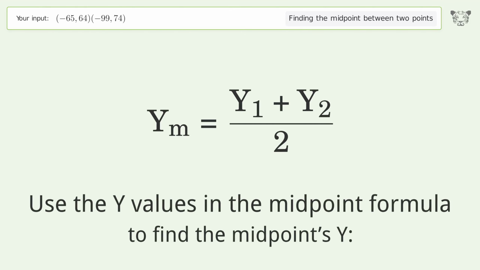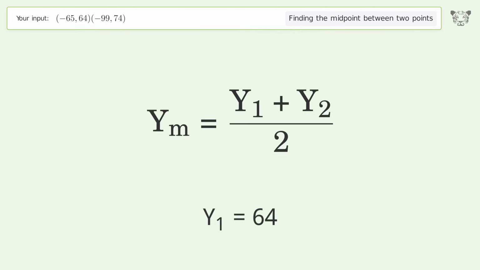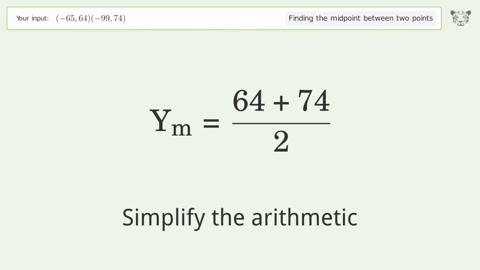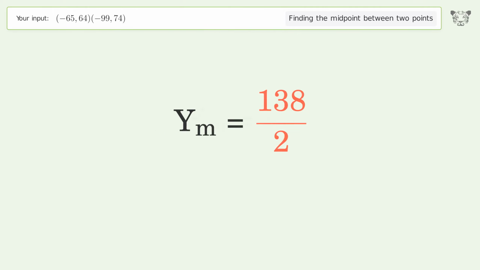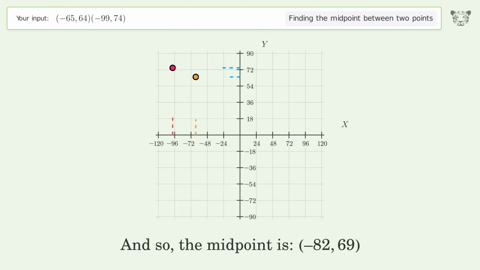Use the y values in the midpoint formula to find the midpoint's y. y1 equals 64. y2 equals 74. Simplify the arithmetic. And so, the midpoint is negative 82, 69.